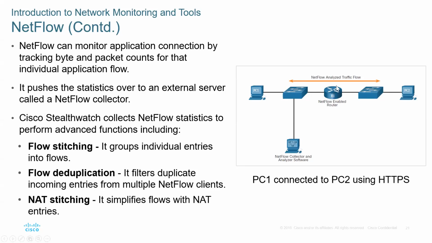So as you see here, you're going to have a NetFlow enabled router. It's going to send traffic out through another port through this switch, and typically down here. Again, you're sending every packet or a good amount of traffic going through here, depending on what you set in the configuration. As Cisco StealthWatch notes here, it could collect NetFlow statistics and allow flow stitching, which is putting groups together. You can do flow deduplication, which will filter duplicate entries coming from multiple NetFlow clients, as well as NAT stitching and simplify flows with NAT entries.